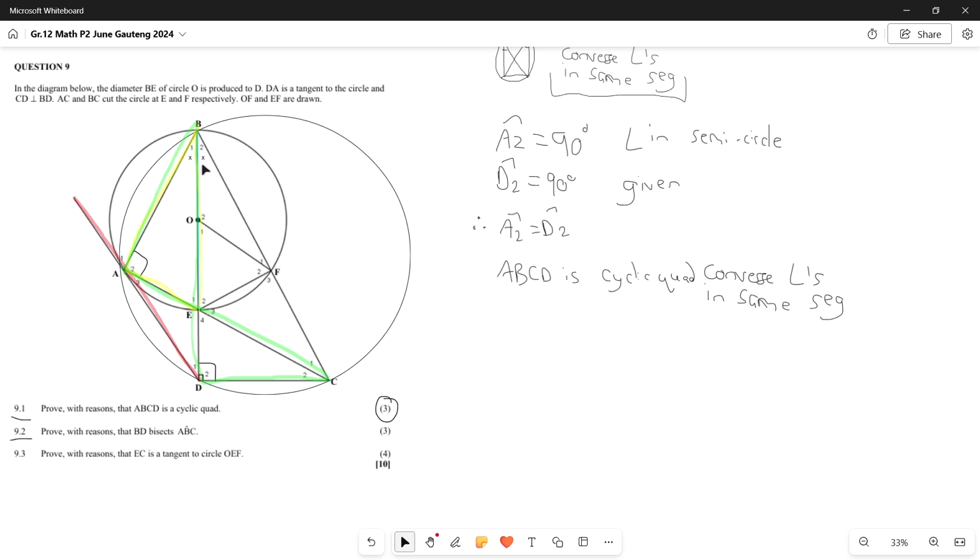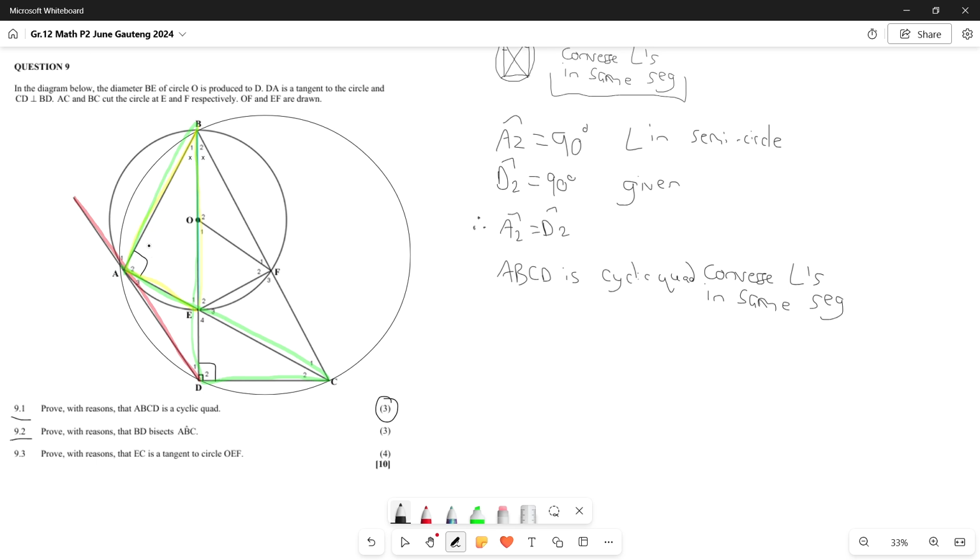From there, 9.2 says, prove with reasons that BD bisects ABC, which means that we have to prove that B1 equals B2, and it usually is quite helpful to put them in terms of X so that we can see which other angles might also relate to X. Because what we now have is we're trying to find a common angle that links to both of them so that we can prove that B1 equals B2.